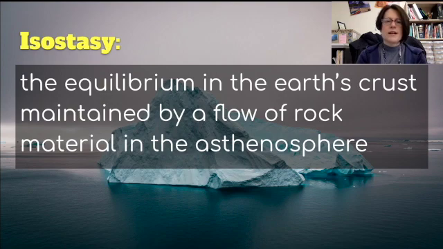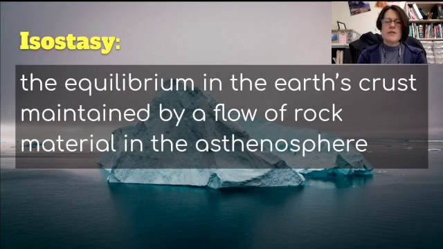So this idea of isostasy, this is the equilibrium in the Earth's crust maintained by a flow of rock material in the asthenosphere. I have a picture of an iceberg in the background because the big idea in isostasy is that the continents in the crust are like icebergs on the ocean. You could think of the ocean as the asthenosphere, and the continents and the crust are floating on top. And like icebergs, they can move.